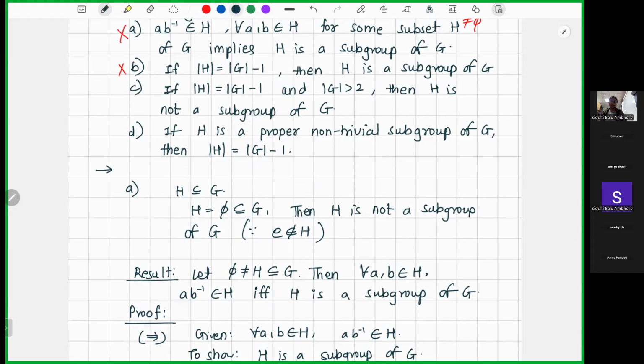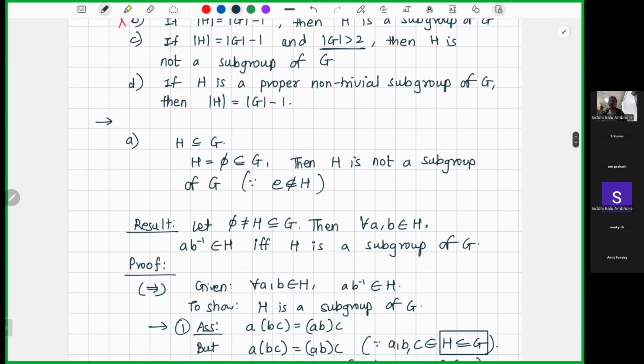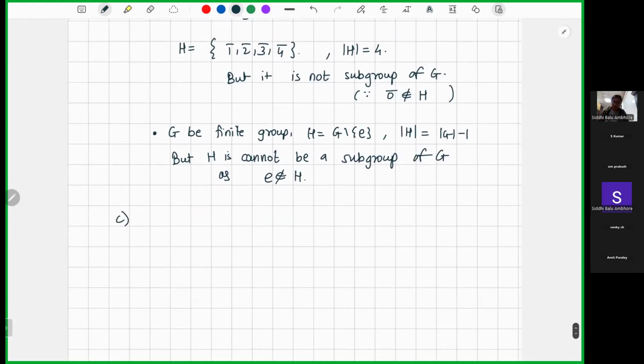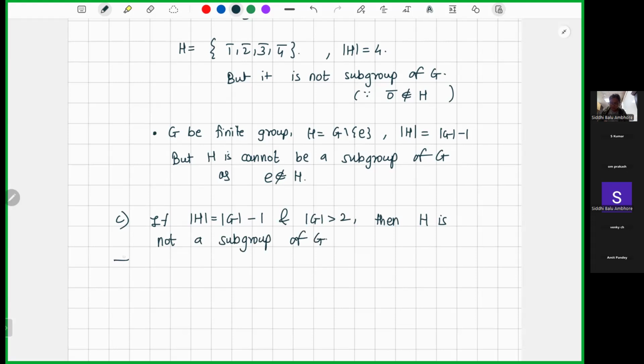And now this statement is kind of similar, but here what they have said is that if the order of G is greater than 2 and H has cardinality |G| - 1, then H is not a subgroup of G. So now they are talking about H being not a subgroup of G. This is the statement now.